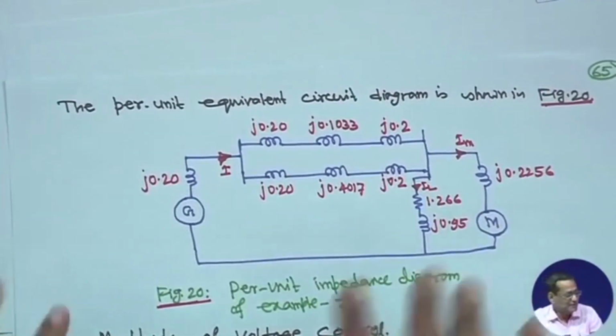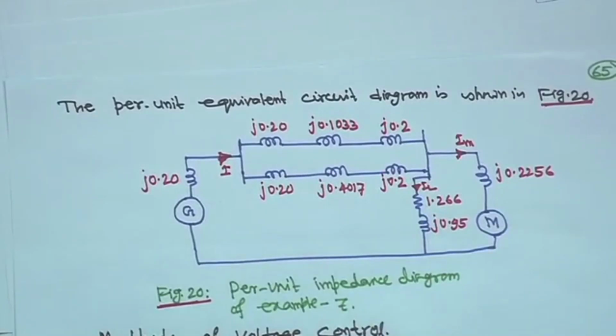So, for per unit I have shown you 7 different types of problems. Next time we will take up methods of voltage control, and you will find the tap changing transformer, off load and on load, and at the same time different methods of voltage control. You will find things are interesting. So, thank you.